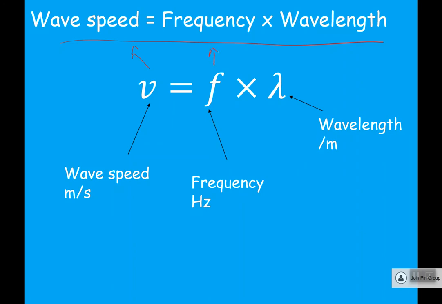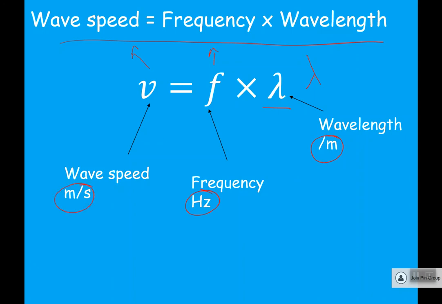F is frequency, that's nice. And then, whoa, what is this? That's the symbol for wavelength. It's called lambda. It's like an upside down, backwards Y. It's just a symbol they use. Frequency, as you said earlier, is measured in hertz. Wavelength in meters. Wave speed in meters per second.